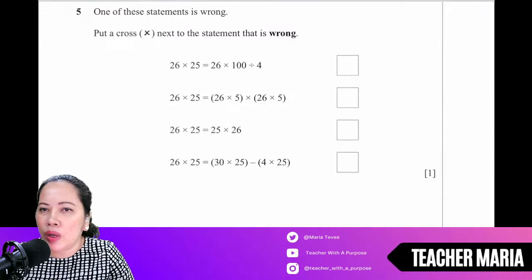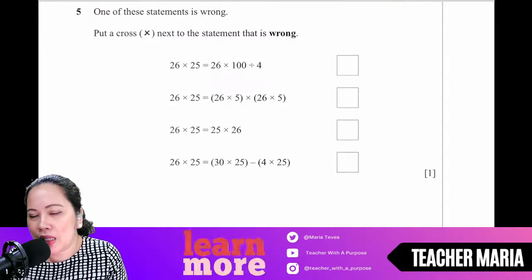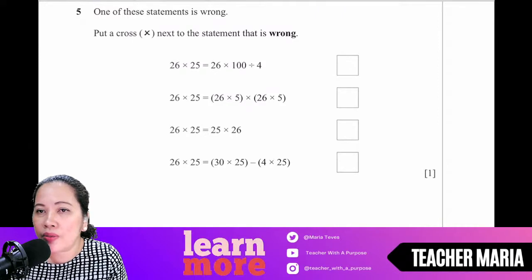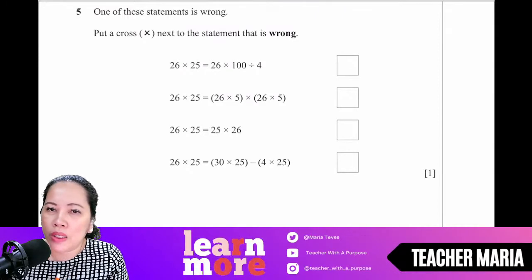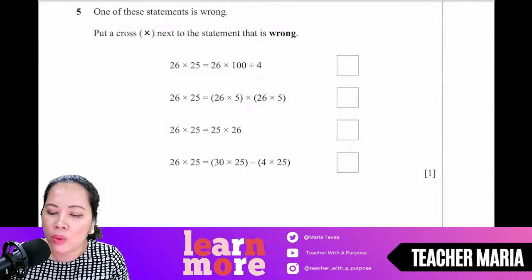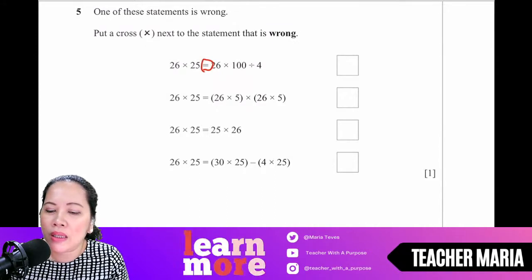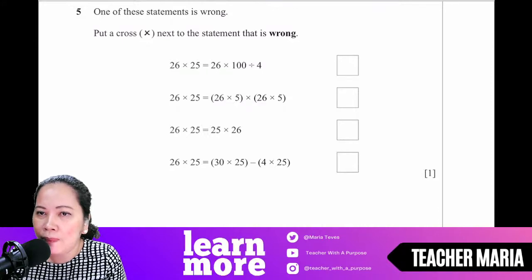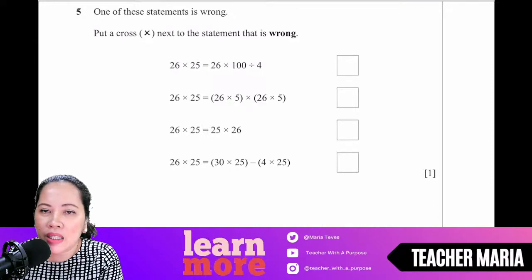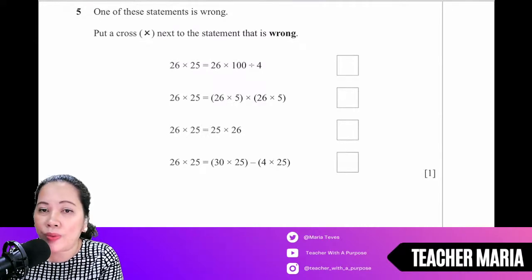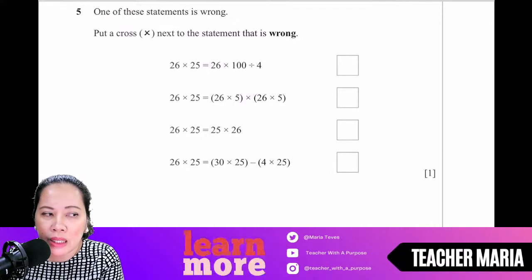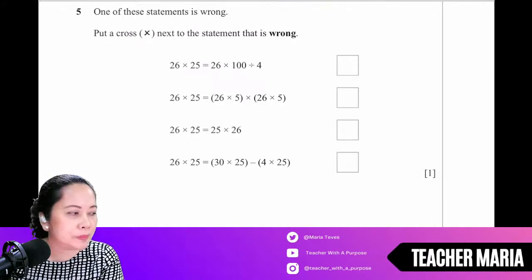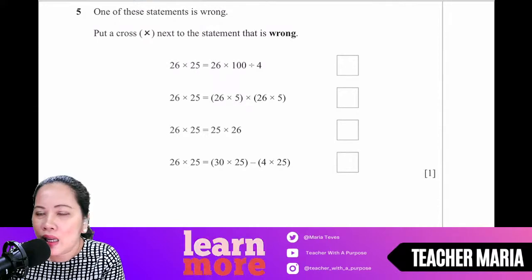Okay, so which statement is wrong? So you are asked for the wrong one. So this one is a statement that you have an equation, an equal sign. That means that both sides of the equation must be correct. Okay? Now, if you have these different operations, we always follow the rule of BIDMAS or the rule of PEMDAS.